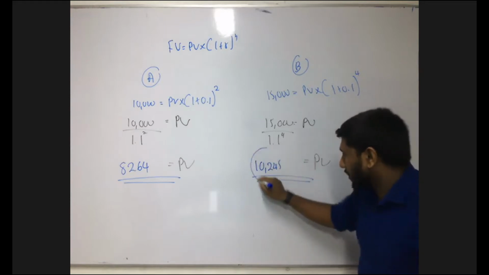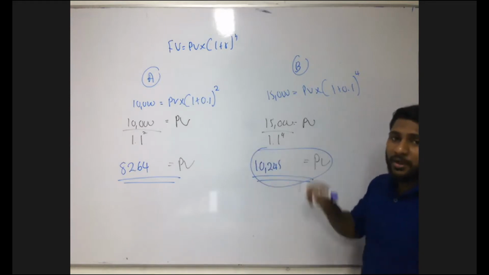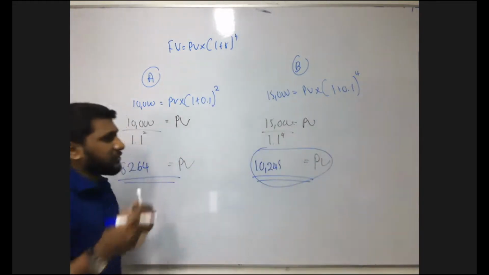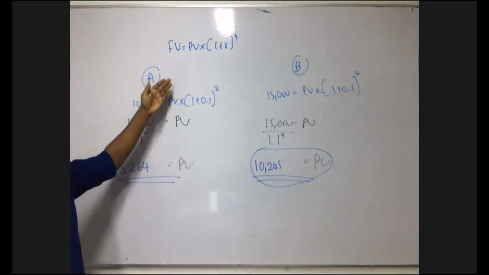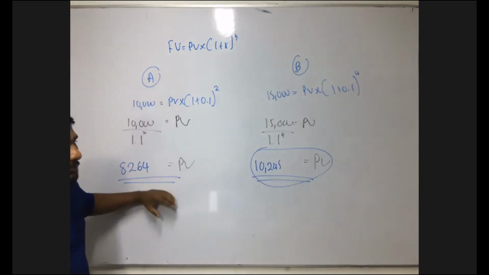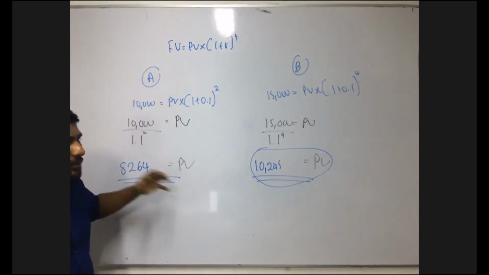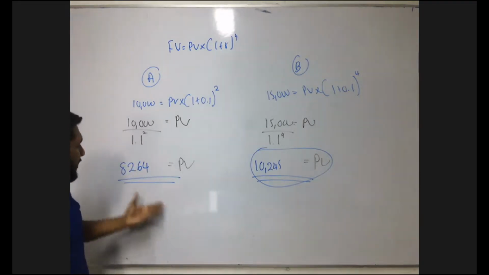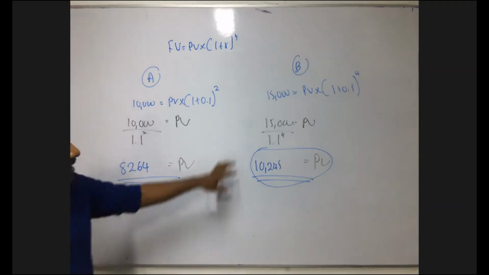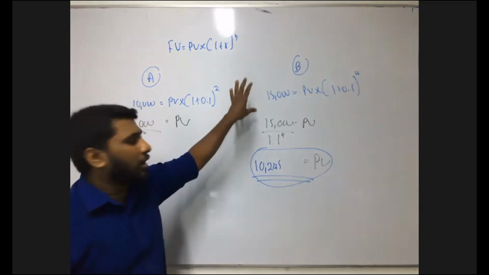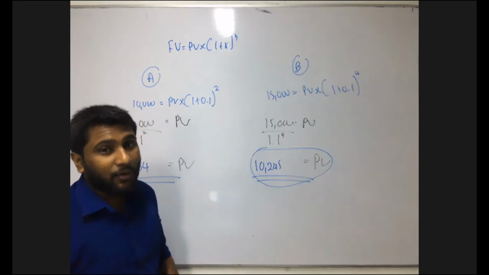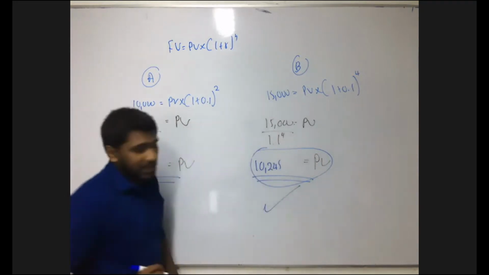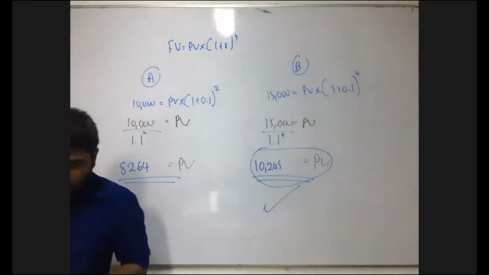B is the best one. You have to select B. The reason is, guys, in present value terms, in today's value terms, if you select option A, the value that you are going to get for your company or business or for you is 8264. If you select option B, the value that you are going to get is 10,245 in today's value. That means you have to select option B. Option B is the answer.